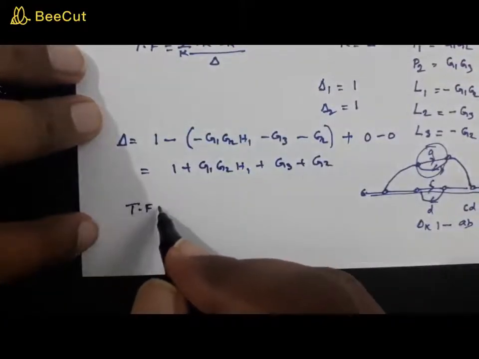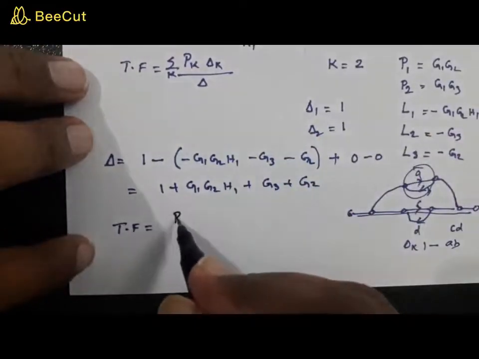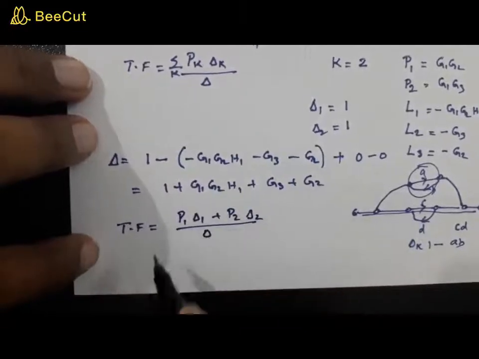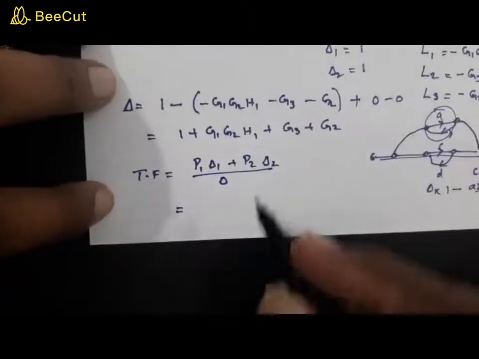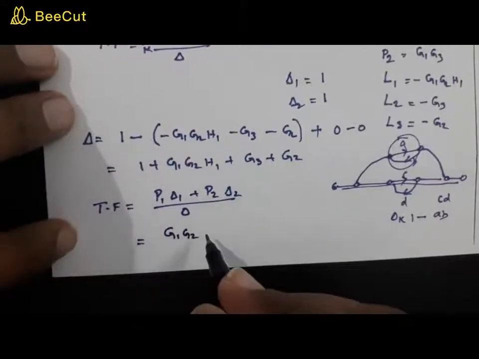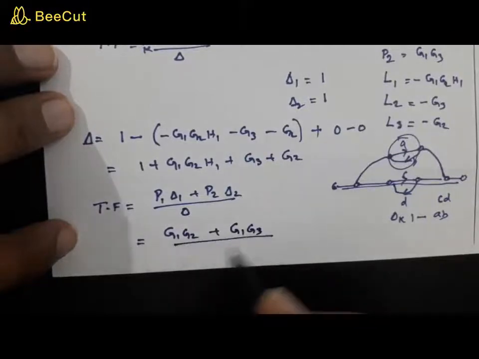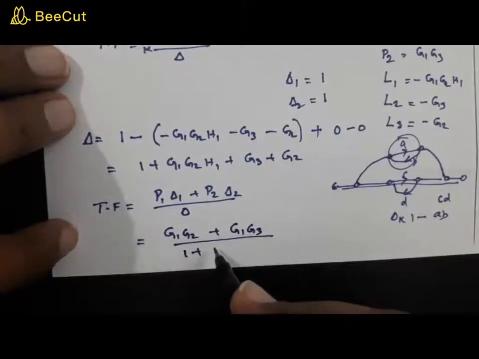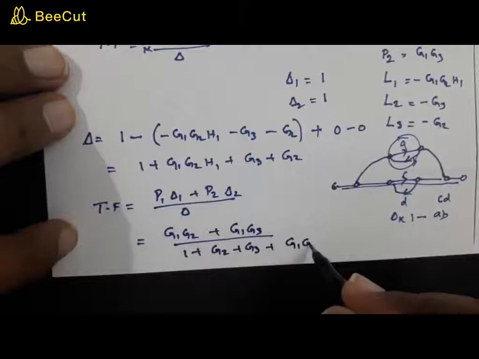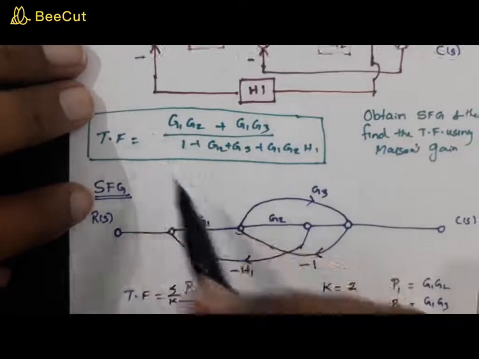That is, a transfer function is given by P1 delta 1 plus P2 delta 2 by delta. So substituting in that, you will get G1 G2 into 1 plus G1 G3 into 1, divided by 1 plus G2 plus G3 plus G1 G2 H1. Okay, so you got the same transfer function as this.